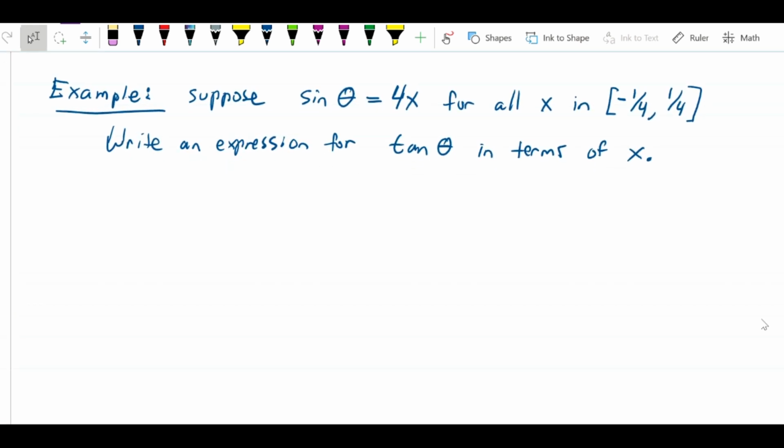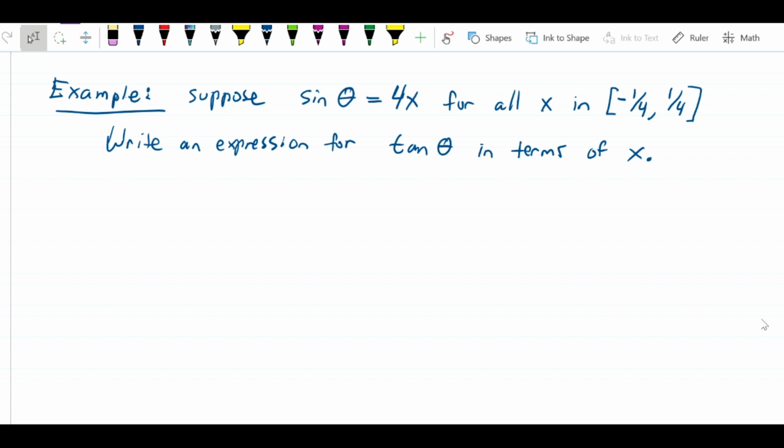Sometimes we just want to do a problem like this with a little bit more abstraction. So consider the following. Suppose that sine of theta is equal to 4x for all x in the interval negative 1/4 to positive 1/4. I should point out that that restriction makes a lot of sense because sine of anything can never be more than 1 or less than negative 1. So it wouldn't be possible to have a value of x outside this range and have the equation remain true. But knowing that, let's try to write an expression for tangent of theta in terms of x.